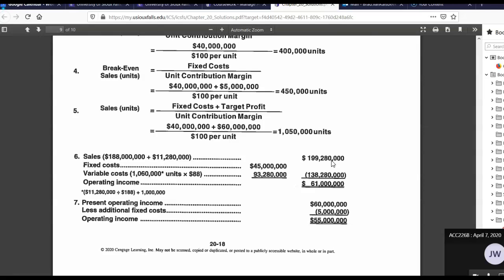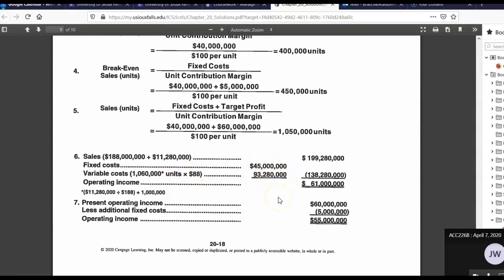Number 6, determine the maximum operating income possible with the expanded plant. So here's number 6. What we did is we took our sales of 188 million, that was in the book, plus the new, in the reading, 11 million more. And here's our fixed cost, which was the 40 million originally plus the new 5 million. And then the variable cost. This one right here we have to come up with.